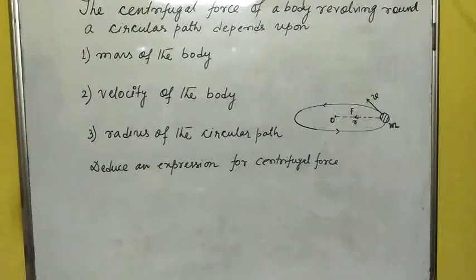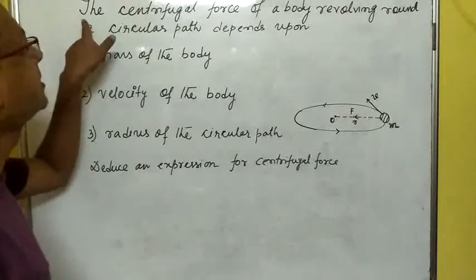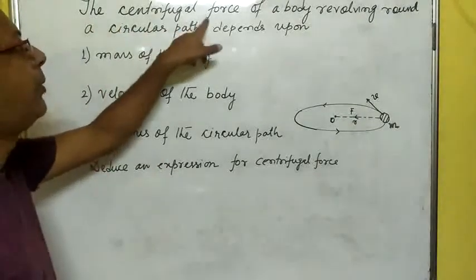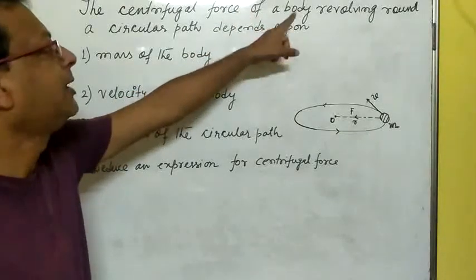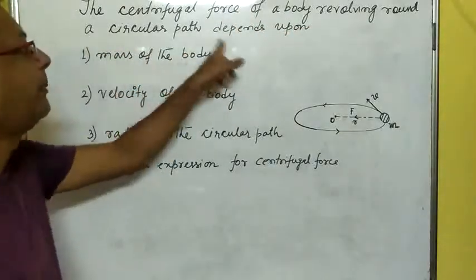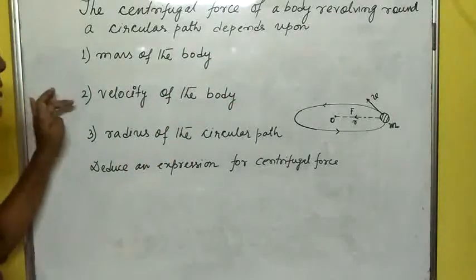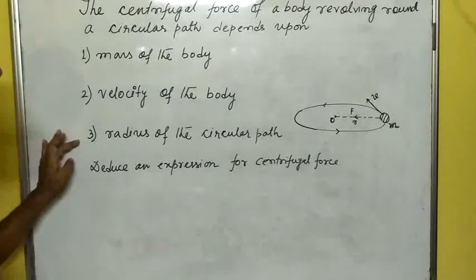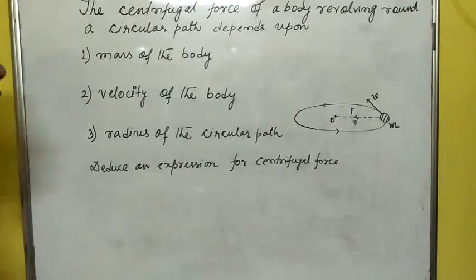Dear students, now let us try another example. The example is like this: the centrifugal force of a body revolving around a circular path depends upon number one, mass of the body, velocity of the body, and radius of the circular path. Now what we'll do is derive an expression for centrifugal force.